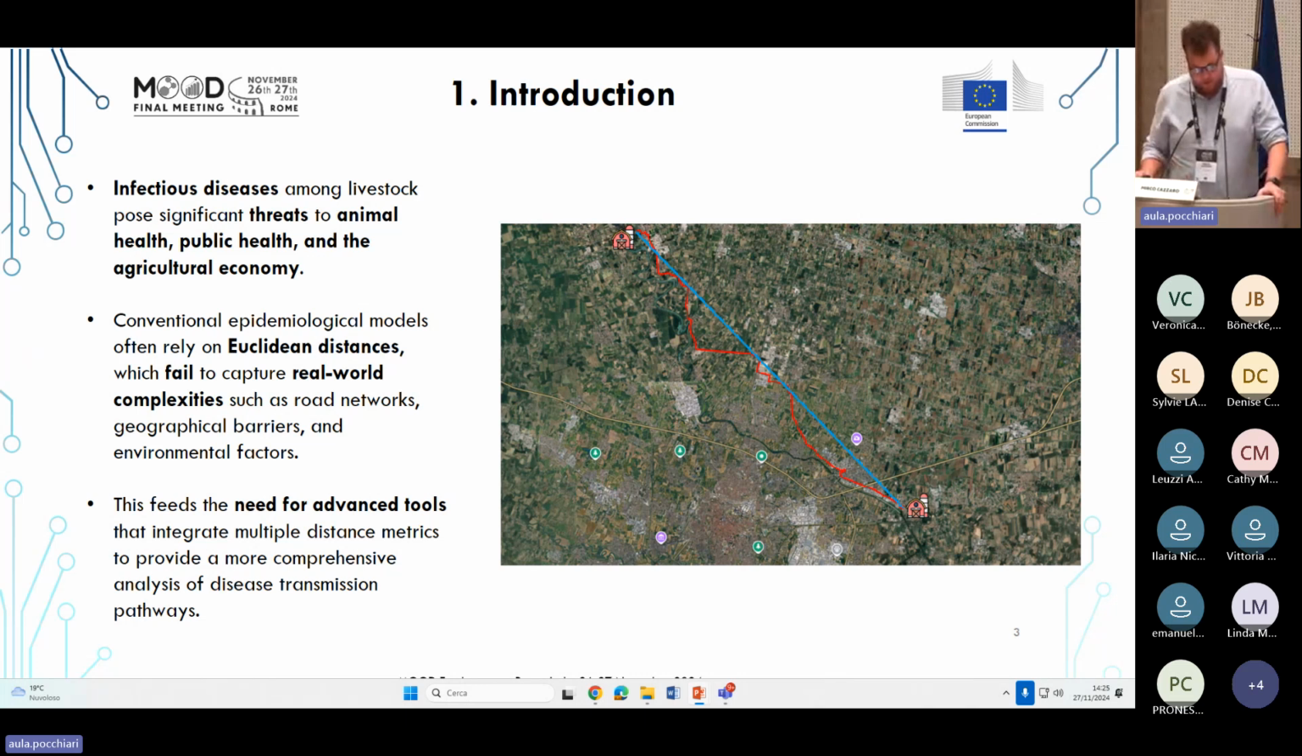So the main problem is that, as you know, infectious disease poses significant threats to animal health, public health, and the agricultural economy. But models usually rely on Euclidean distances that usually fail to capture real-world complexities. And this fuels the need for advanced tools that integrate this kind of data to provide a more comprehensive understanding and analysis of disease transmission.